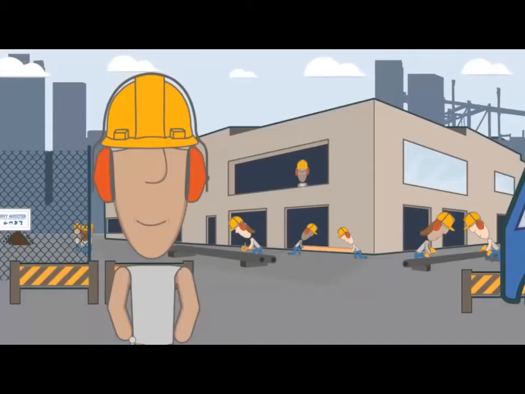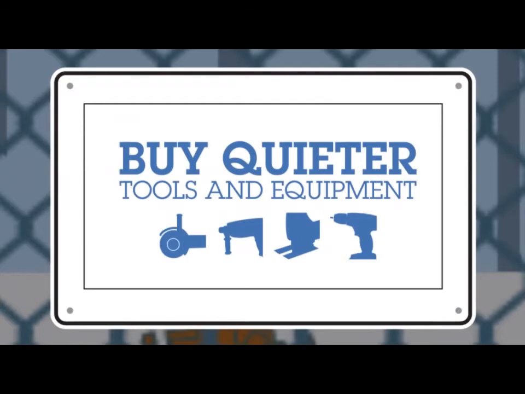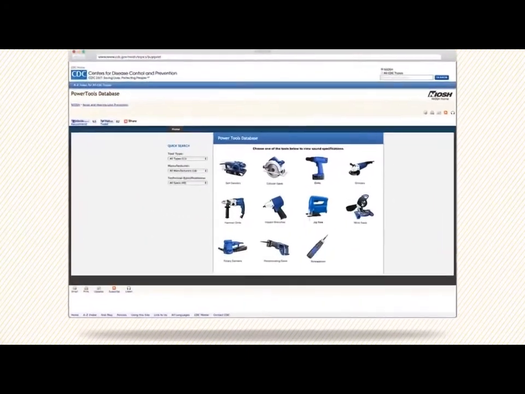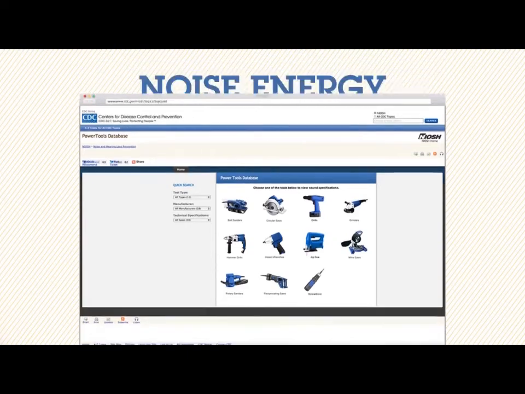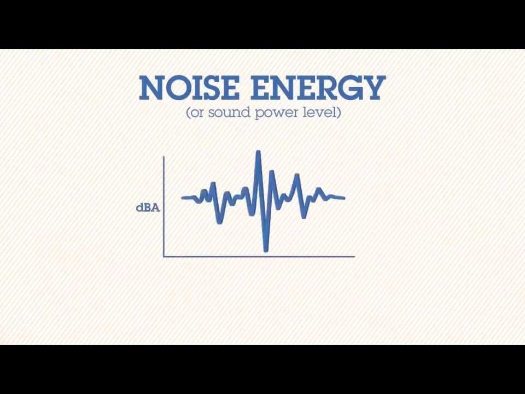One of the best ways to protect yourselves, your employees, and your communities is to buy quieter tools and equipment. Let's take another look at how Buy Quiet can help. The Buy Quiet Power Tools database will help you find quieter tools that will get the job done just as well. The noise energy, or sound power level, is also rated in decibels.